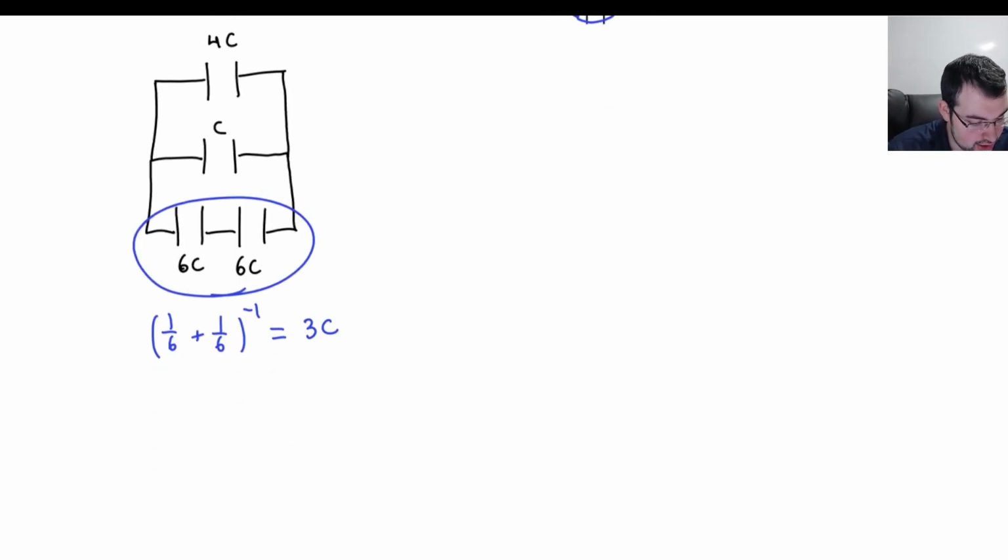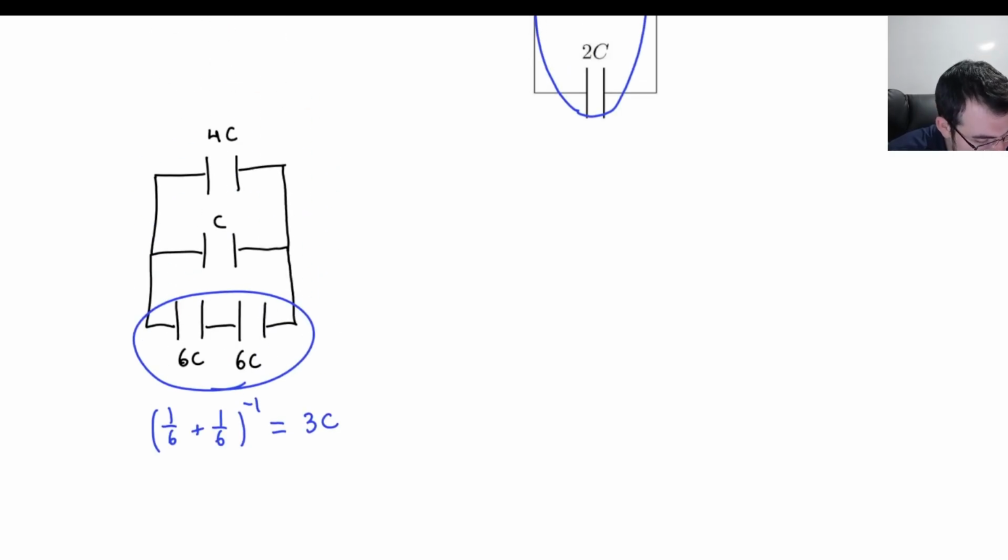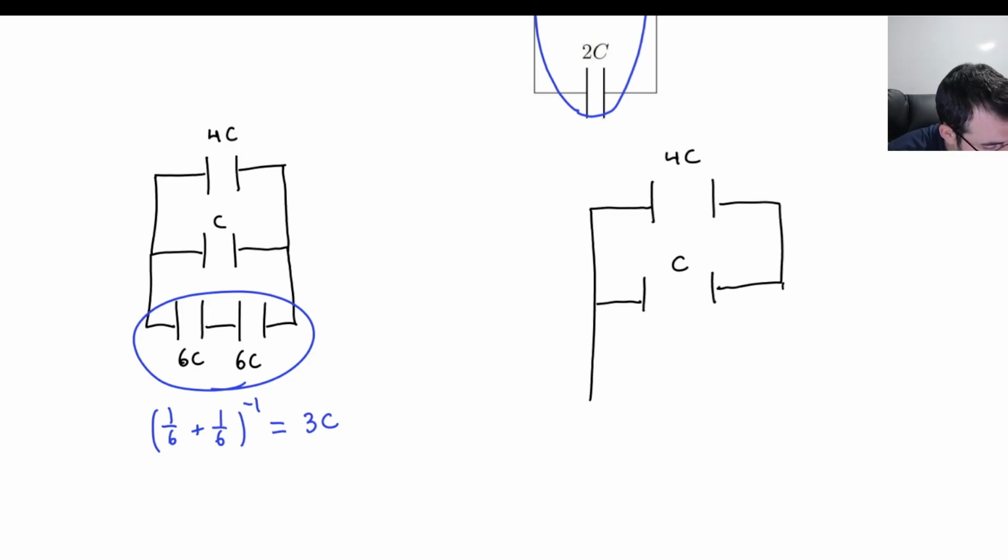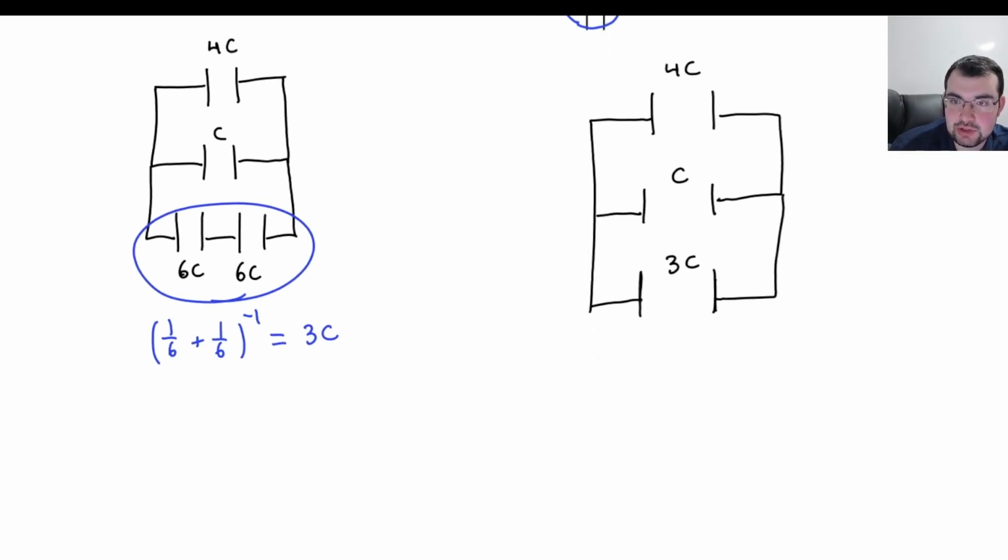So now we can just draw ourselves one final circuit, because we have you are 4, you are 1, and you are 3. So our equivalent capacitance is just going to be the sum of these. So CEQ is just going to be 4C plus 1C plus 3C, which is 8.